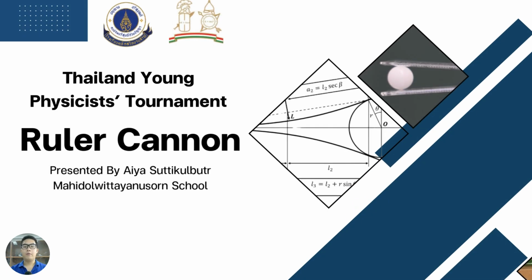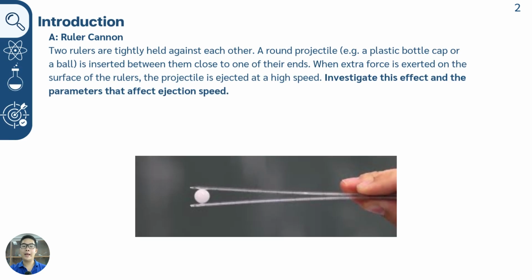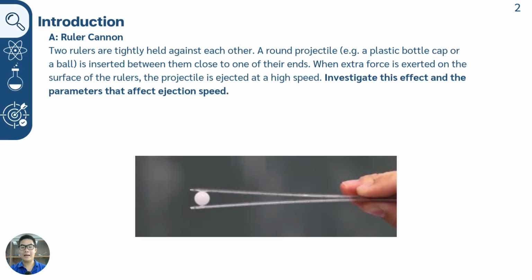Good morning, everyone. My name is Aiya, and I will present the ruler cannon, a problem from the IYPT contest. Problem number 7 asks us to investigate the ruler cannon effect and the parameters influencing ejection speed.